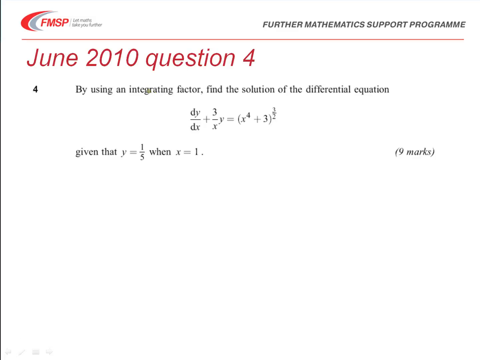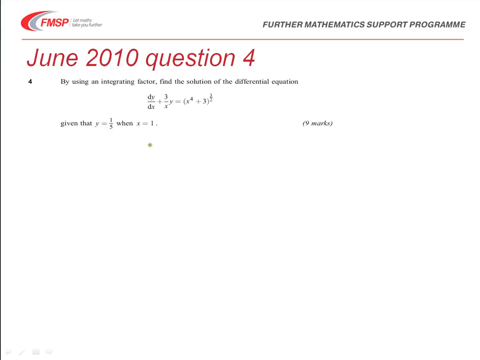Now you can see in this question we're being asked to use the method of an integrating factor in order to solve this differential equation, and then we're given the conditions x equals 1 and y equals 1/5 in order to obtain one particular solution to the problem.